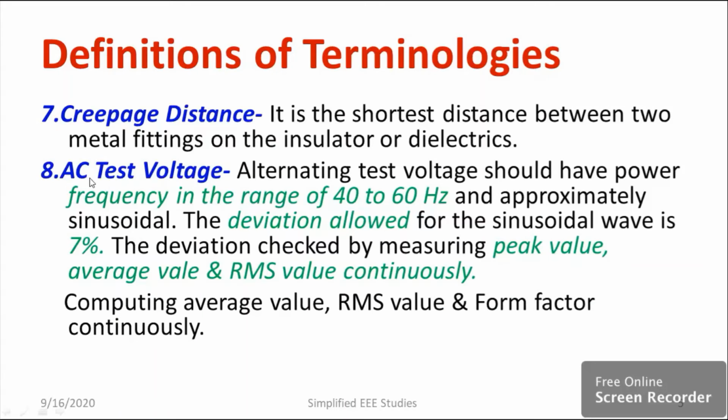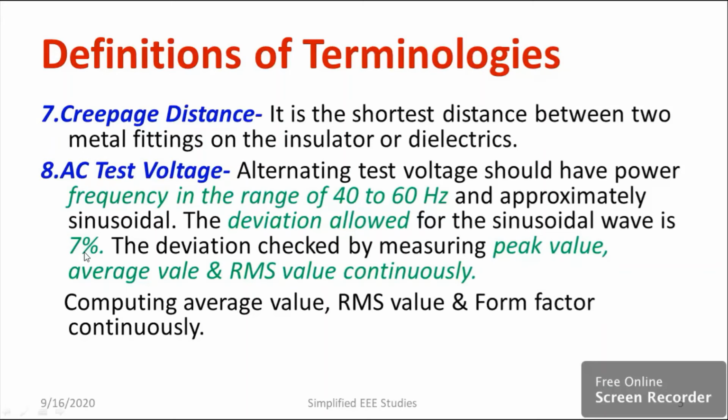What do you mean by AC test voltage? Alternating test voltage, or you can call it AC test voltage, should have a power frequency in the range of 40 to 60 Hz. That you have to note down. The range of power frequency is 40 to 60 Hz. And the shape will be sinusoidal. That is another peculiarity. Then if I talk about the tolerance, the deviation allowed for the sinusoidal wave is 7%.